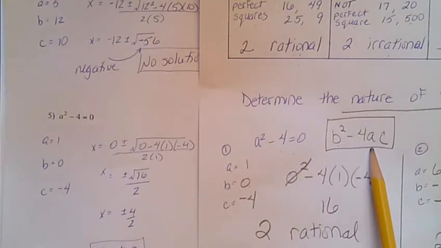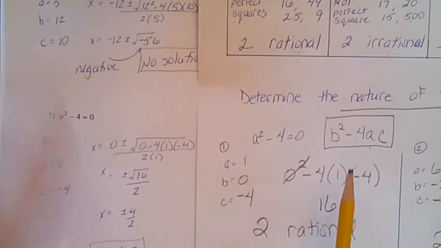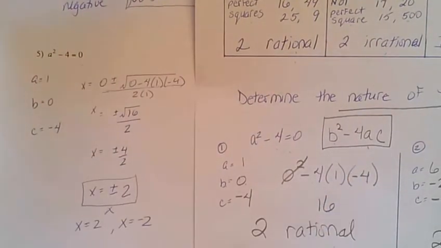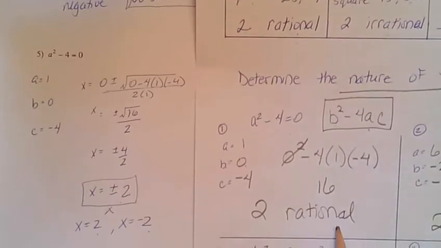Here it is. So this equation is here. We found the discriminant and we said that it was 16. Well, here's 16 under the square root. When you went ahead and solved that equation, your answers were positive and negative 2. So 2 and negative 2, that's your 2 rational solutions.